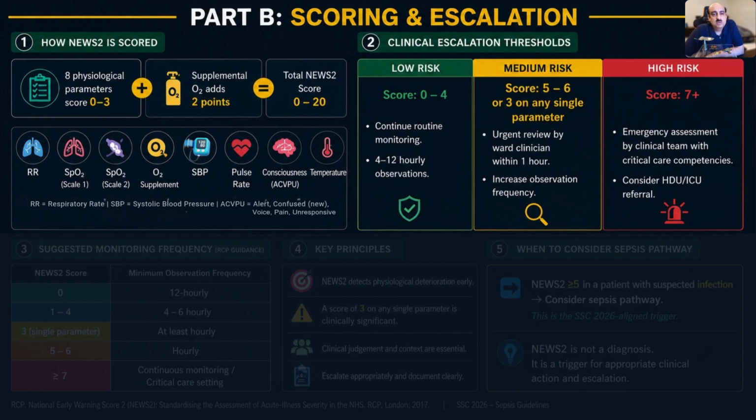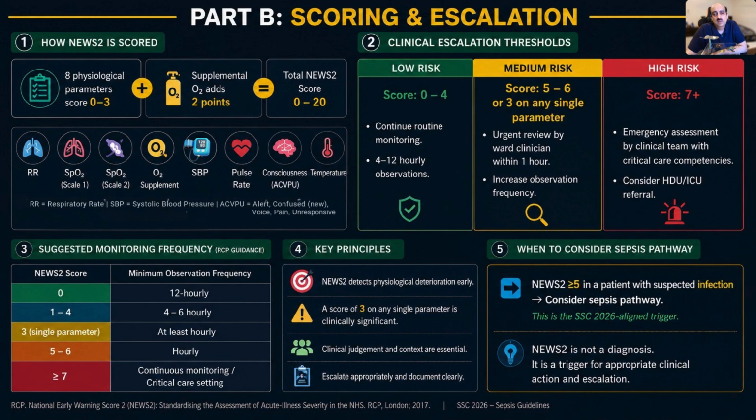And the same concept for the NEWS2 in a graphic manner. Step 1, you calculate the NEWS2 based on the scoring grid of the physiological parameters, supplemental oxygen, etc. Score of 0 to 20. All these parameters are mentioned here. Step number 2 is the clinical escalation threshold. And the second half of this infographic is for the rest of the parameters as we have discussed before, including frequency of monitoring based on the score.